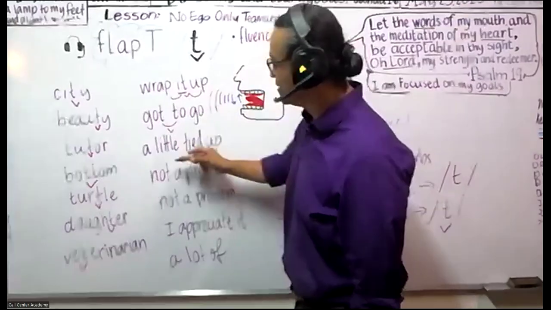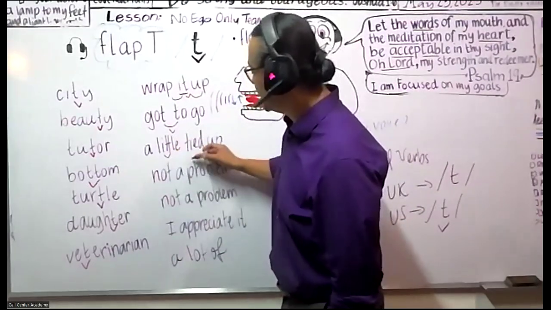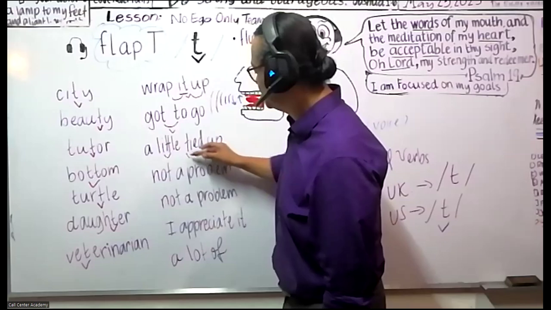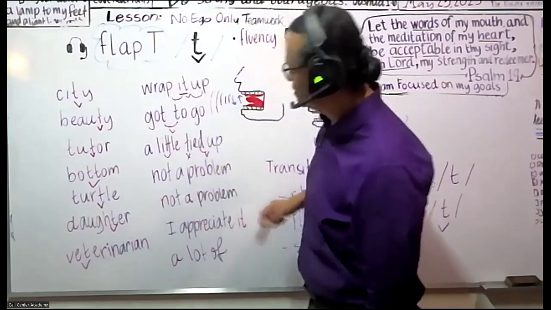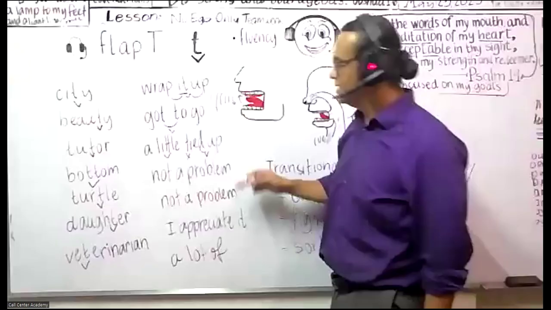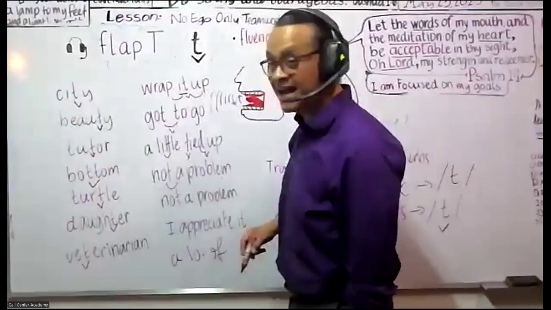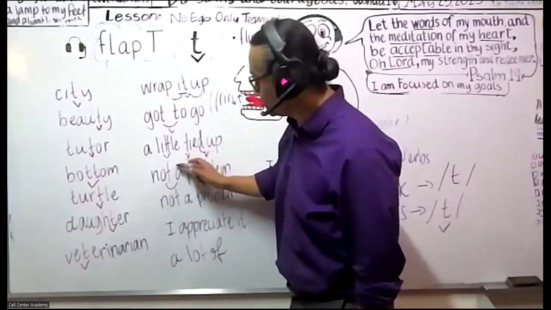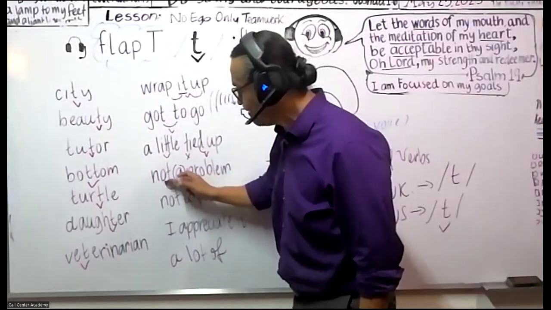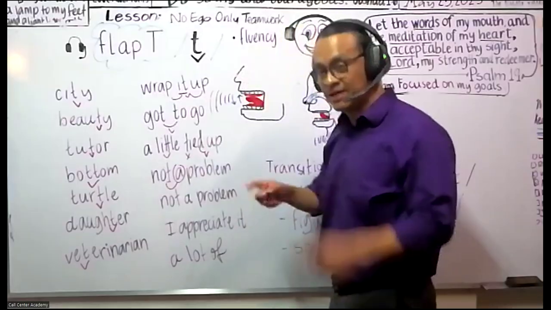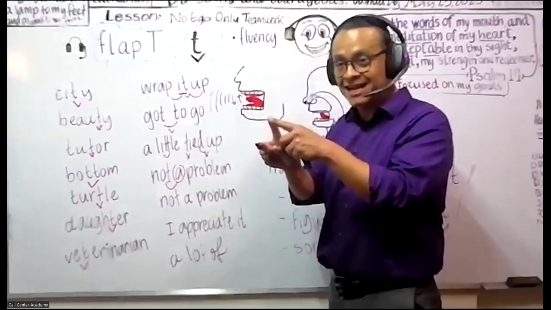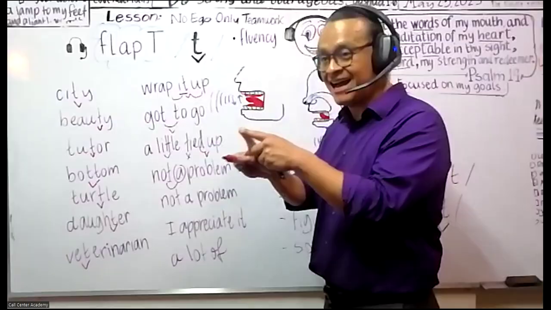Gotta go. Here, a little tied up. I'm a little tied up. You remember from our last class? Not a. Articles will gravitate towards the last consonant sound and they'll always be connected. Nada, nada, nada.